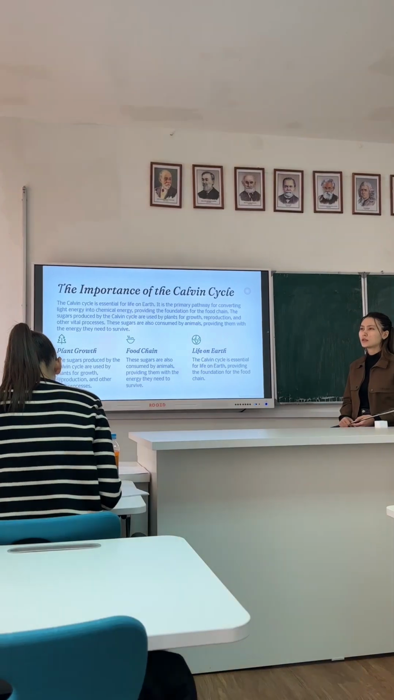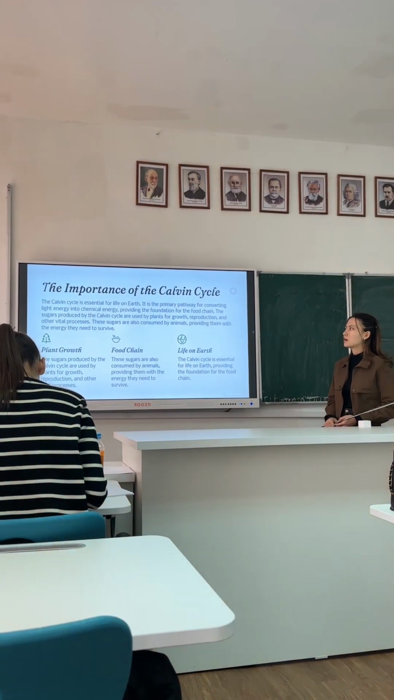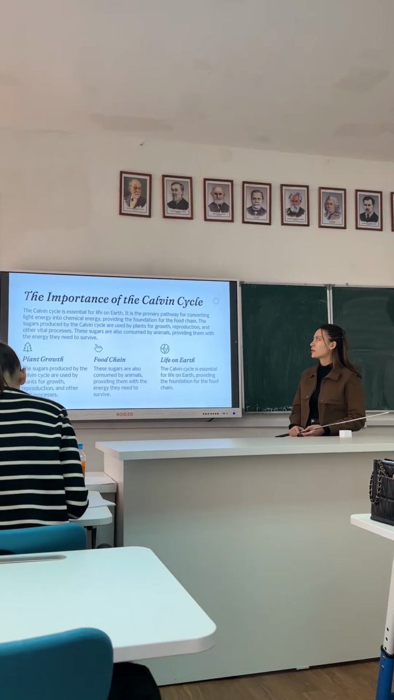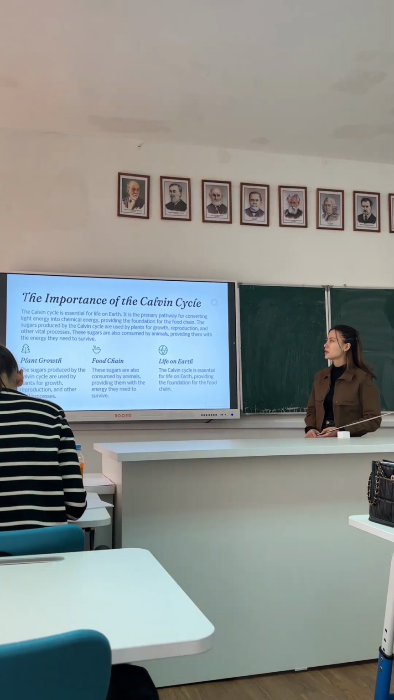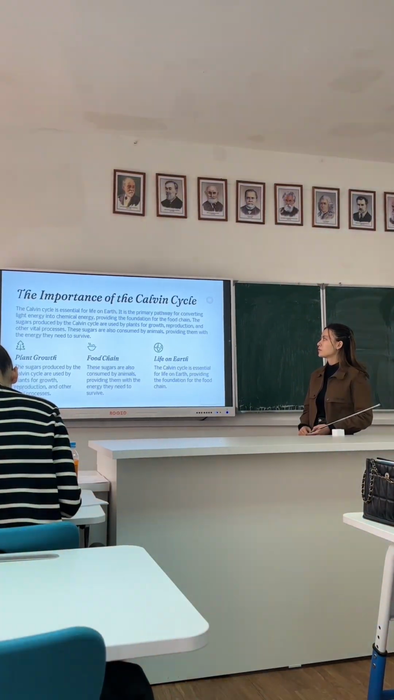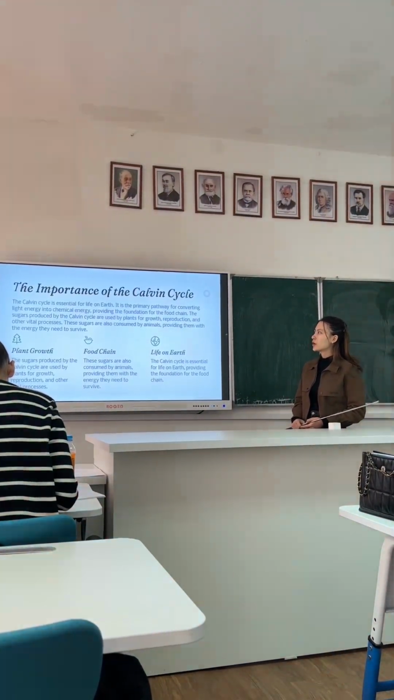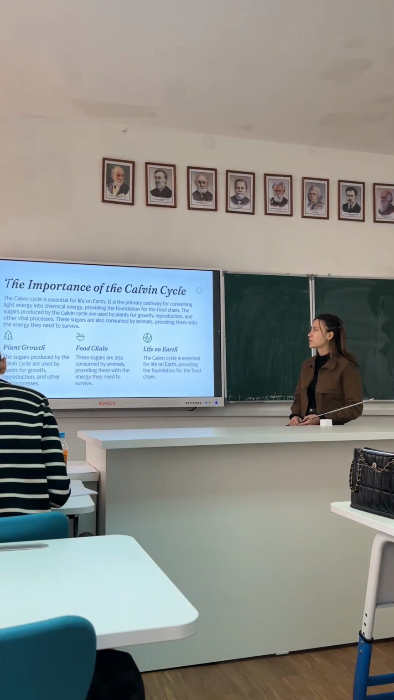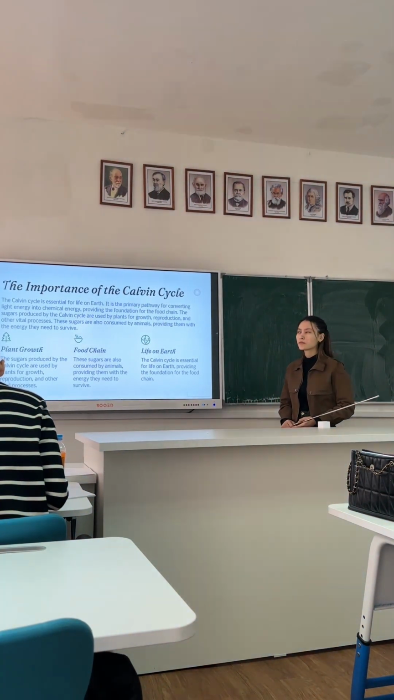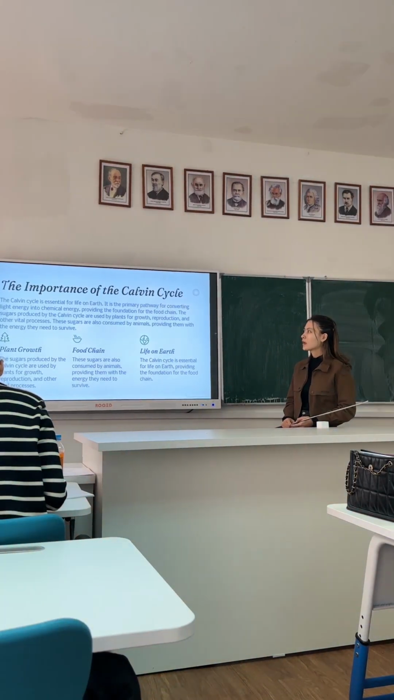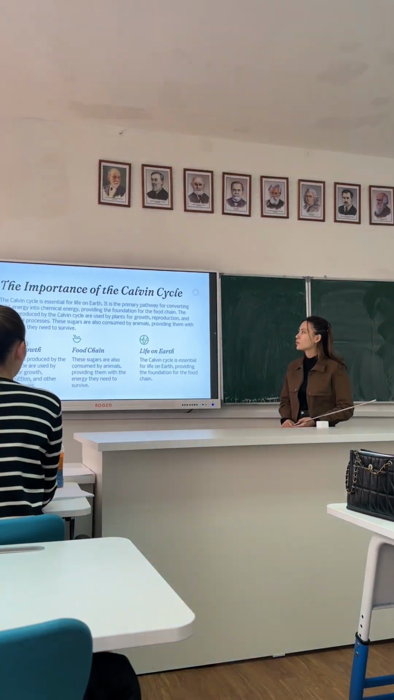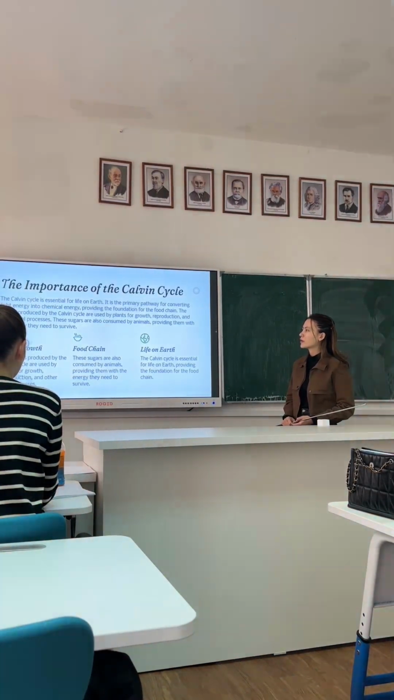The Calvin cycle plays a crucial role for life on Earth, and it is the primary pathway for converting light energy into chemical energy, providing the foundation for the food chain. The sugars produced by the Calvin cycle are used by plants for growth, reproduction, and other vital processes. These sugars are also consumed by animals, providing them with the energy they need to survive.